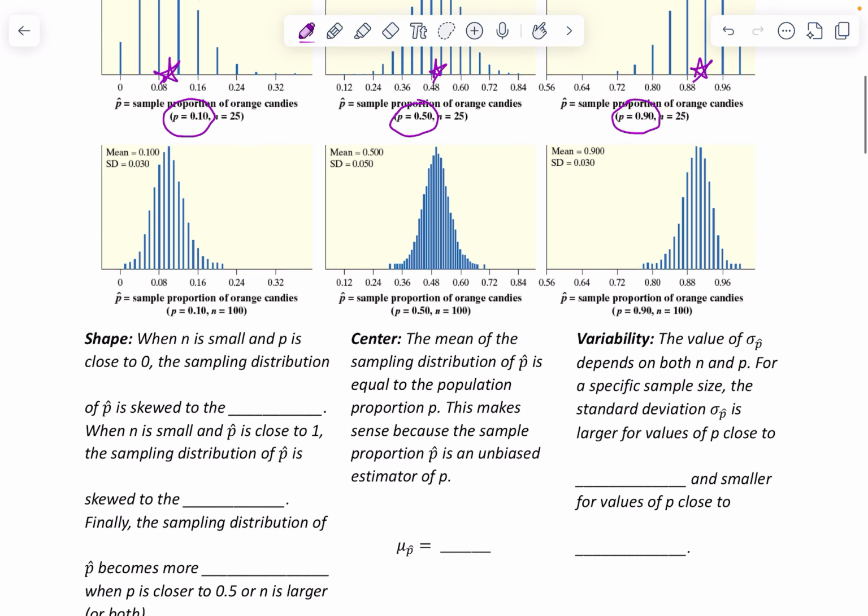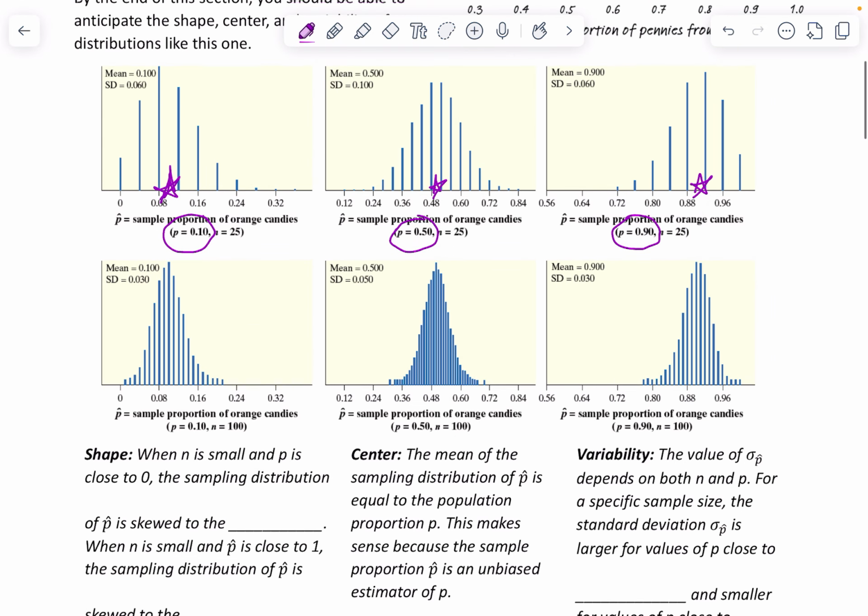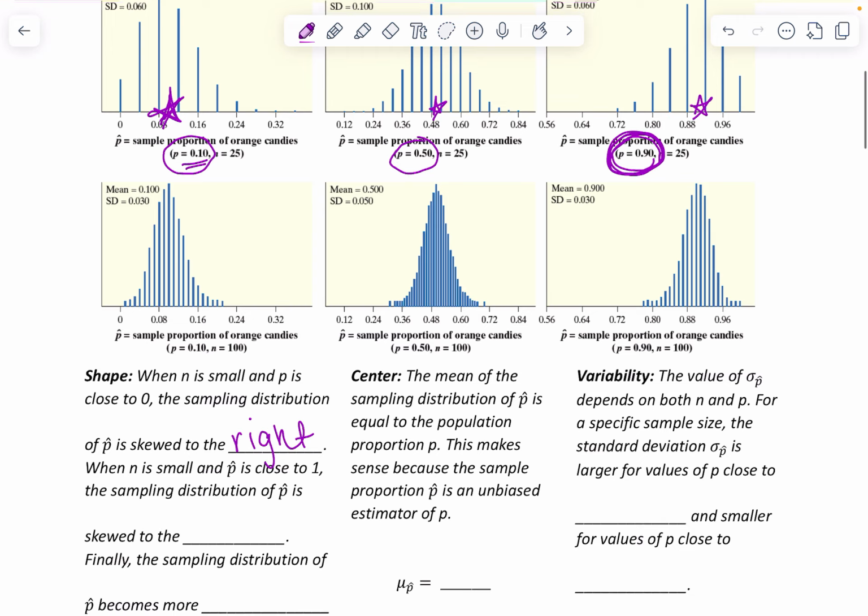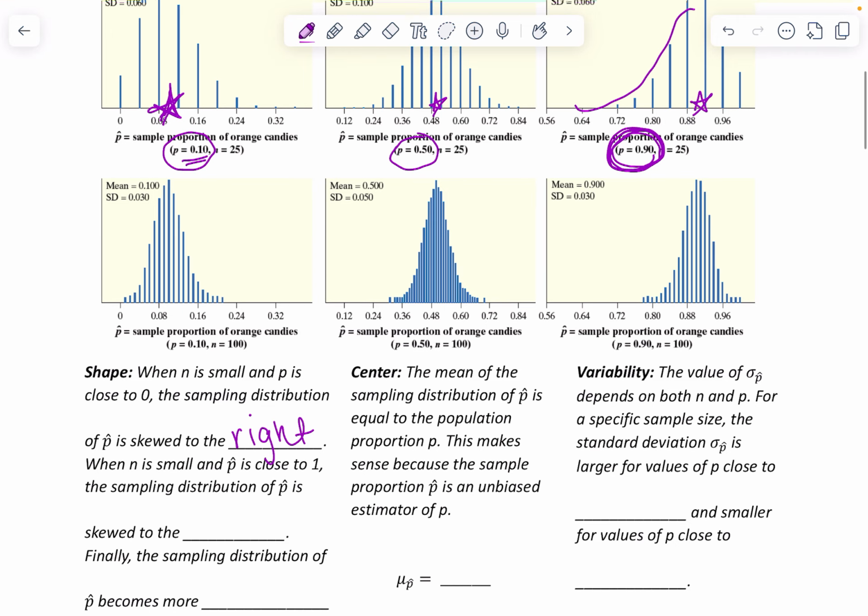So down here in your notes, when n is small and p is close to 0, so that's this guy over here, right? p was close to 0. The sampling distribution of p-hat is skewed to the right. When n is small and p is close to 1, so that's over here, the sampling distribution of p-hat is skewed to the left.